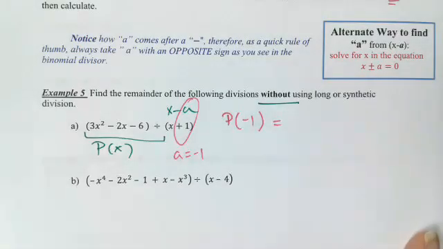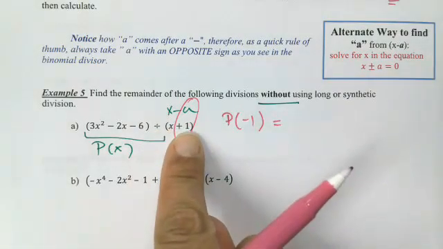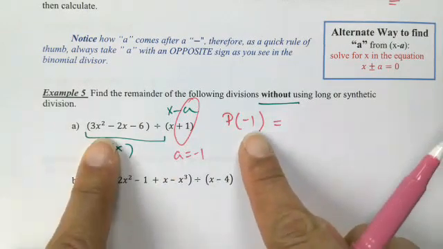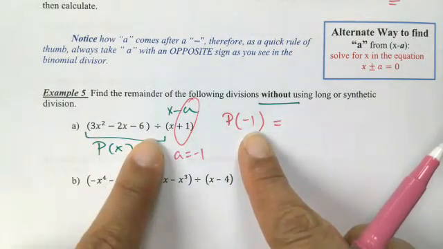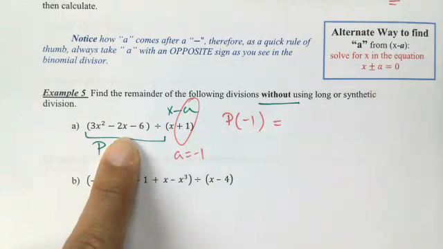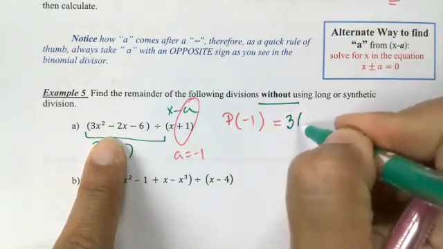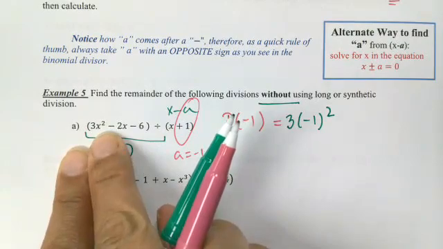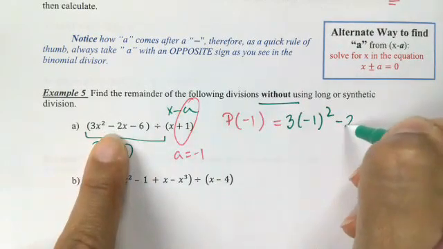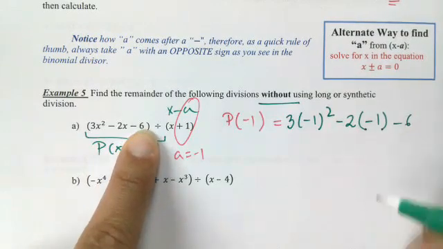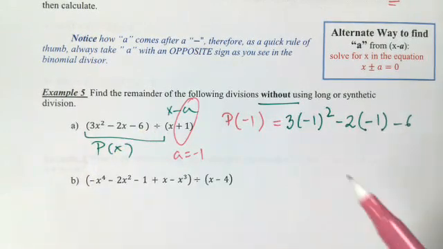-1. So we look at x plus 1 here. We take the opposite of that number, and then we replace -1 everywhere we see x in the given polynomial and then calculate it. So we would have 3 times -1 squared. So instead of x, I put -1, minus 2 times -1 and minus 6. All of these were x's before.